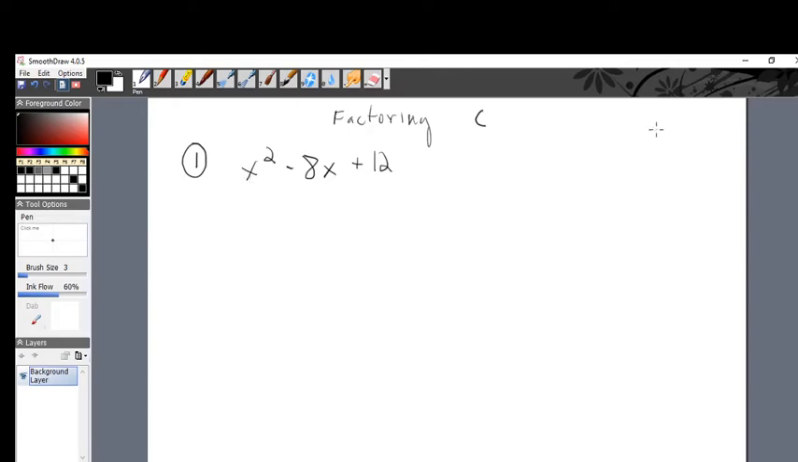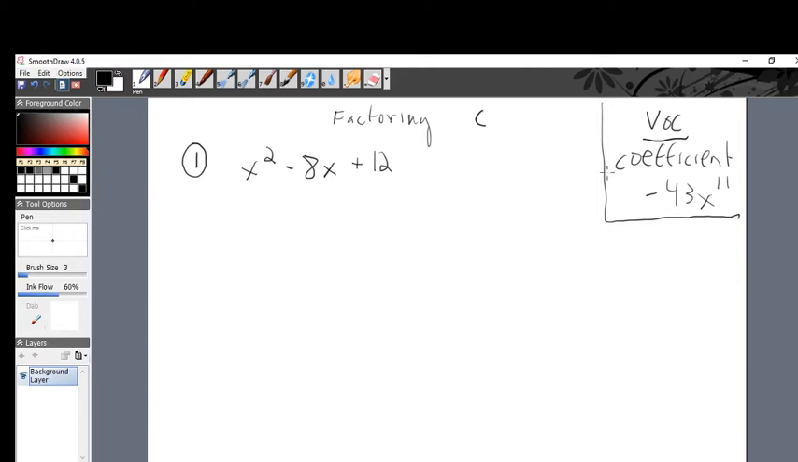Here's a vocabulary word: coefficient. The coefficient of any term is the number in front of it. So the coefficient of x squared is 1. The coefficient of x is minus 8. If I put another example, minus 43 x to the 11, the coefficient of x to the 11 is minus 43, right? So that is the vocabulary word coefficient.